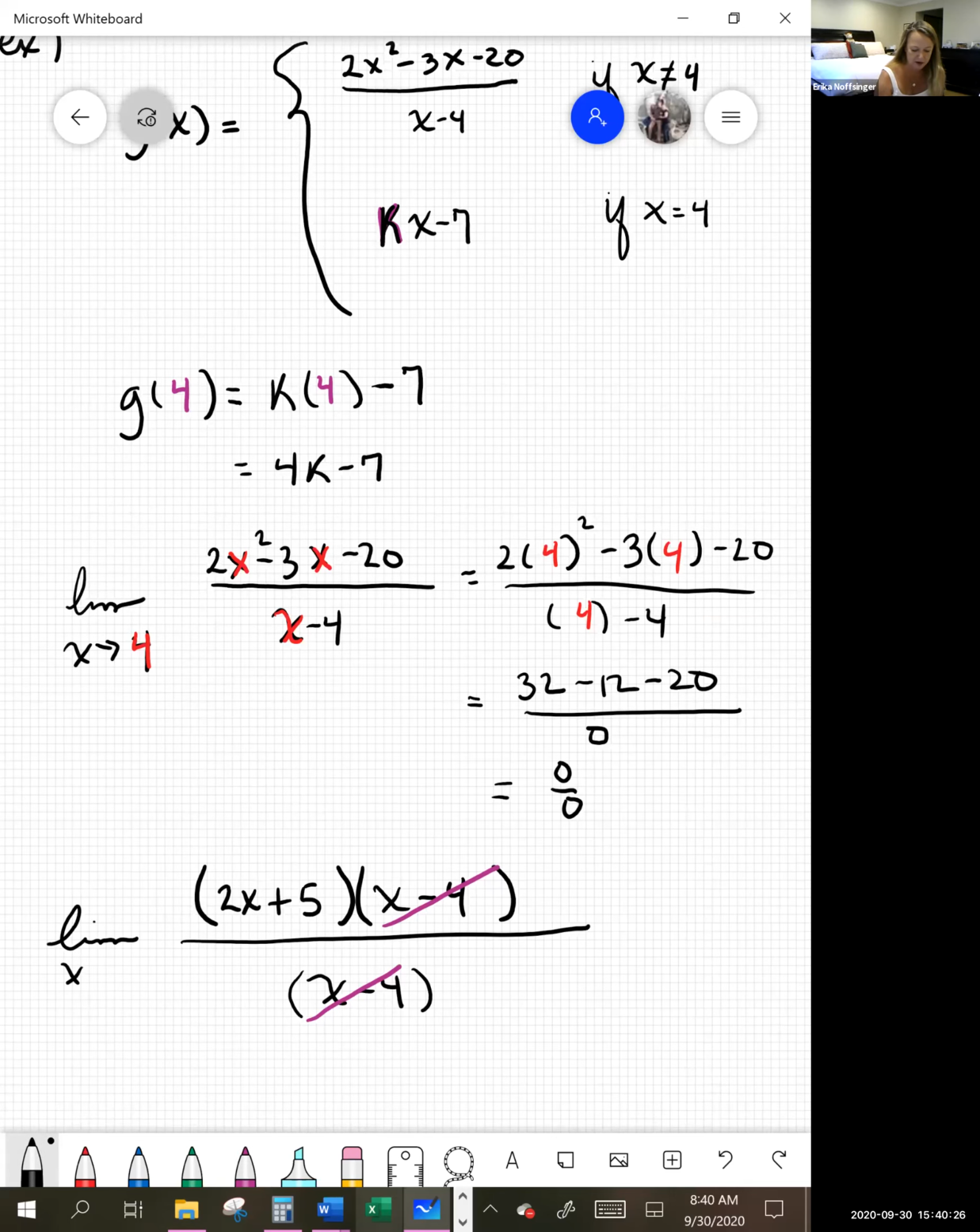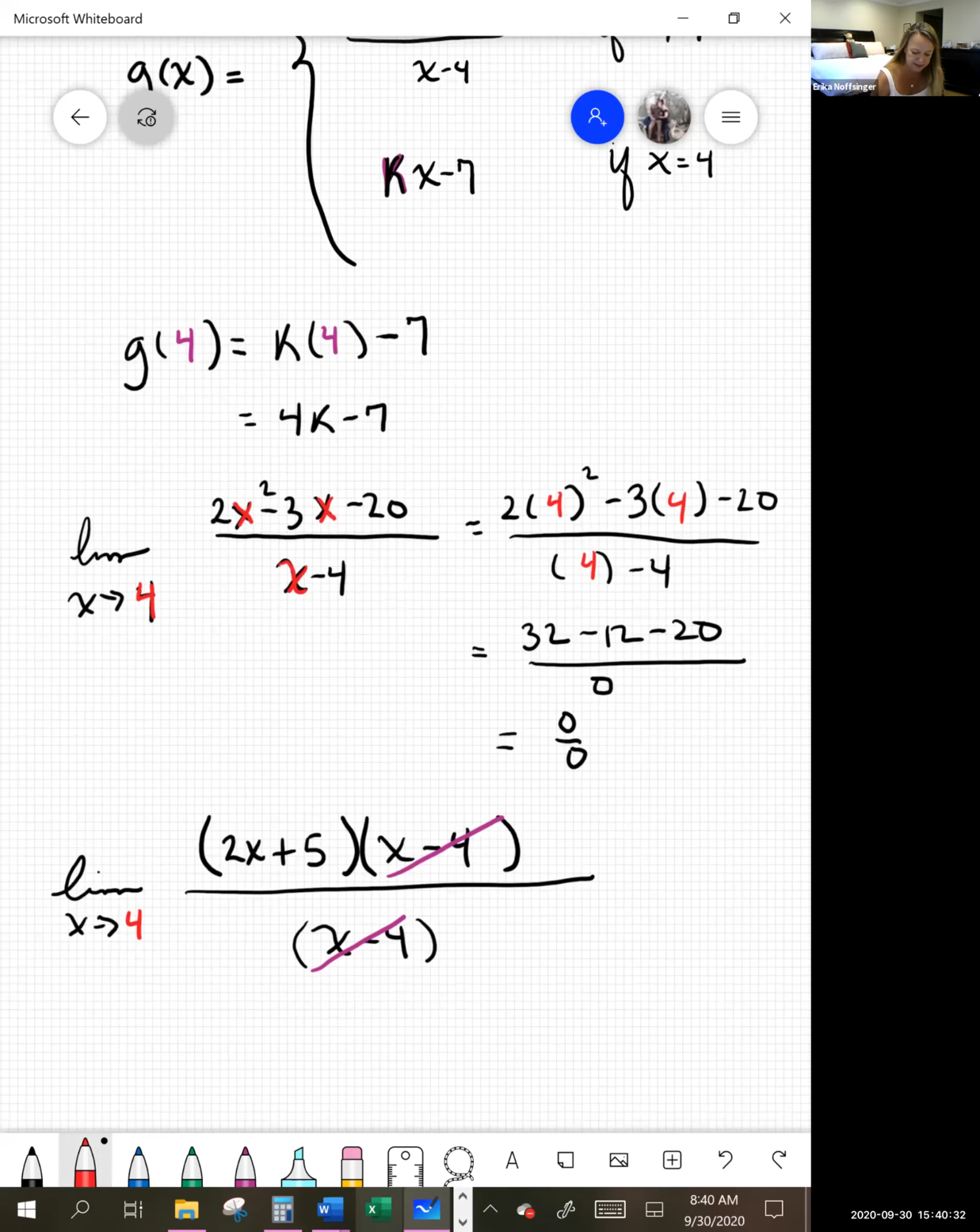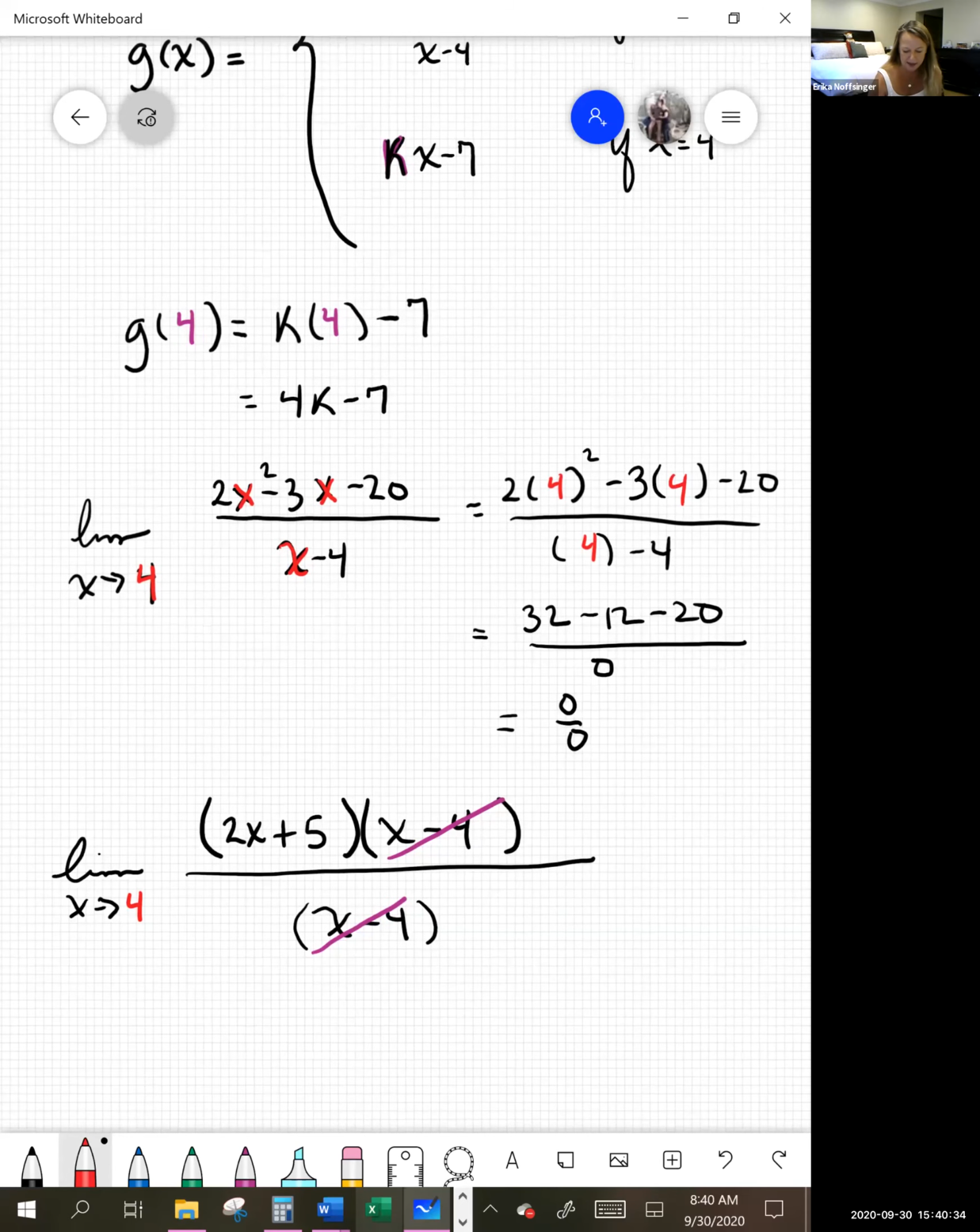So now if we look at the limit as x approaches 4 and go in here and plug in 4 wherever we see an x, we get back that this is 2 times 4 plus 5, which is equal to 8 plus 5, which is 13.